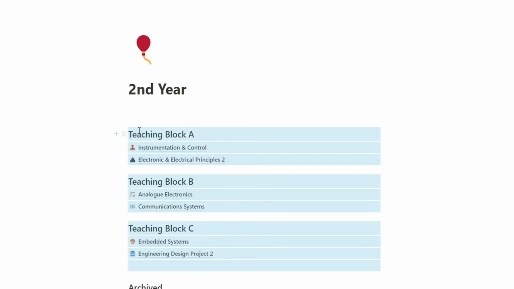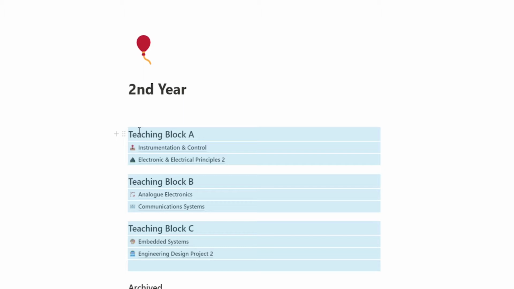My year is divided into 3 teaching blocks, beginning with instrumentation and control and principles 2, then analog electronics and communication systems, then after that embedded systems and engine design project 2. The good thing is that the last 2 modules, Embedded Systems and Design Project 2, are both like C programming, so I shouldn't have any problems with them at all. And they're both practical based, where you get bits of kit. That's going to be super easy.